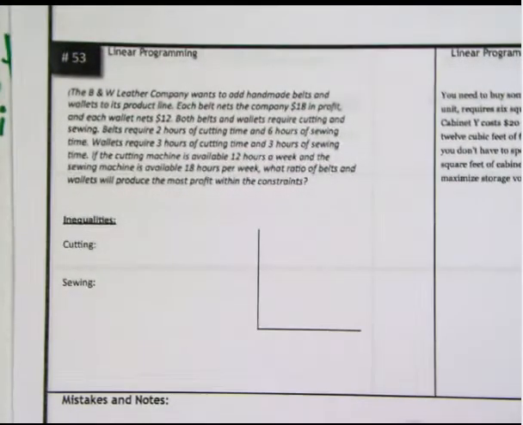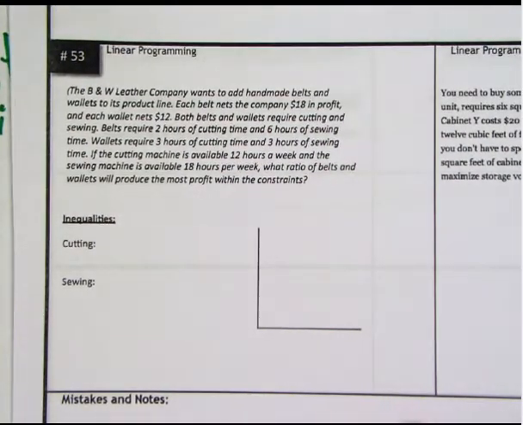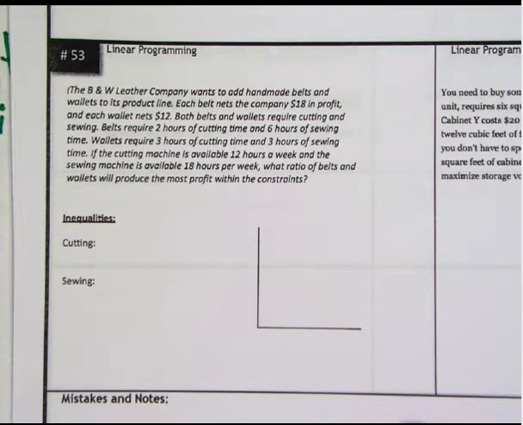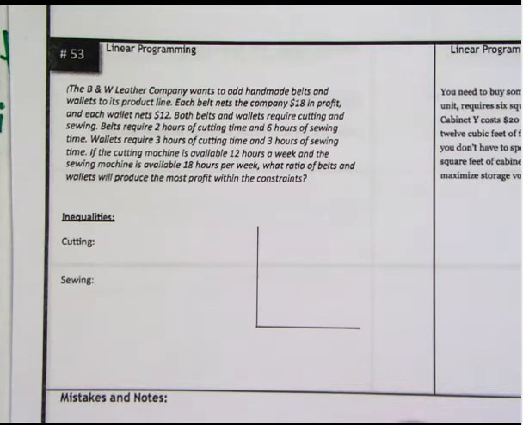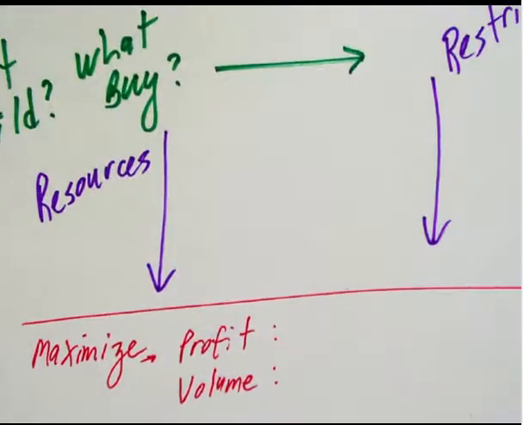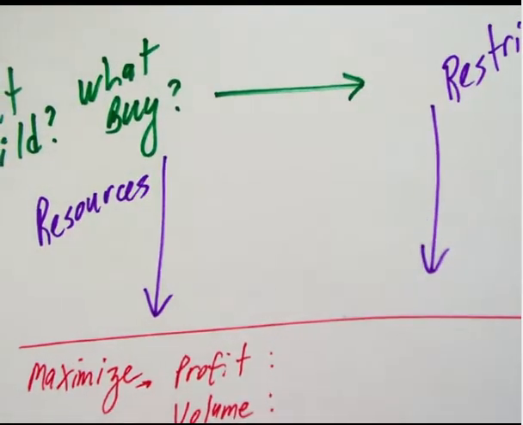In this video, let's take a look at Target 53, linear programming. Linear programming is a process used by businesses to calculate maximizing profit or maximizing use of resources. The idea behind doing these type of word problems is to look for and set up a certain template. Here's what I like to have students do as they think about doing these questions.